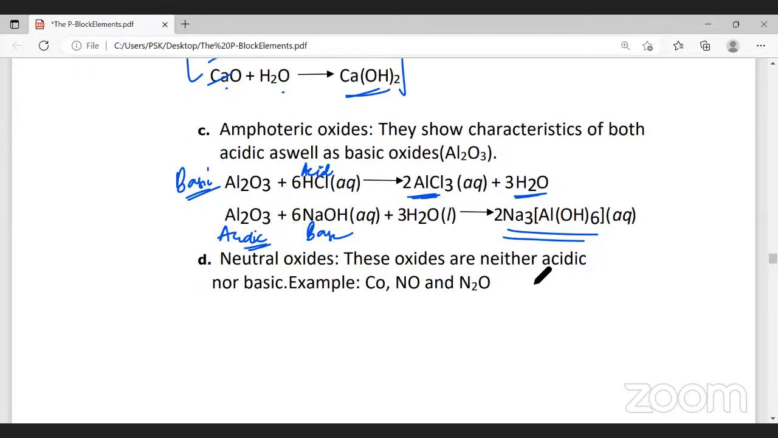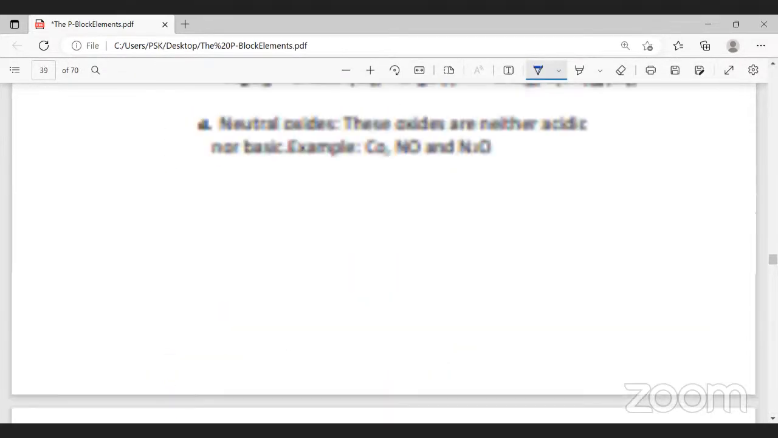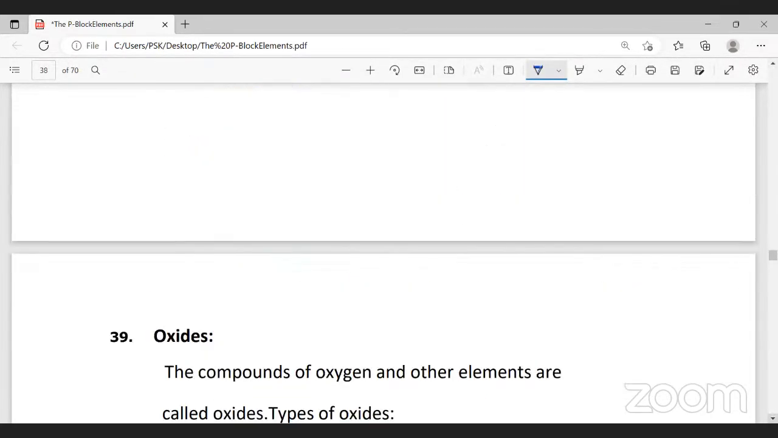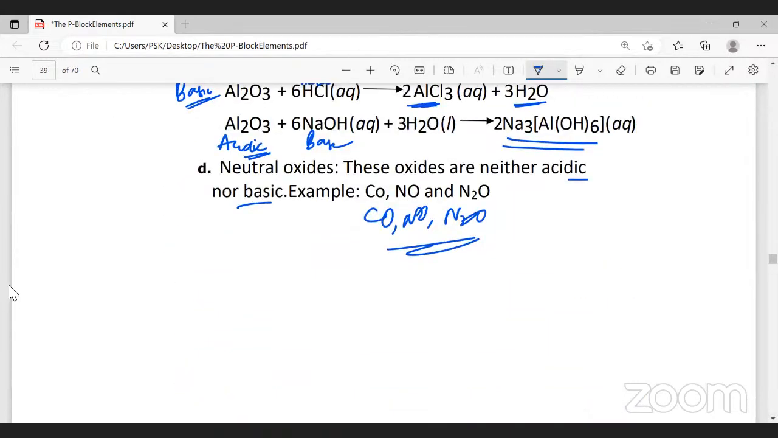Now, neutral oxides. These are oxides which are neither acidic nor basic, like carbon monoxide, nitric oxide, nitrous oxide. These are all neutral in nature. They don't behave like an acid, or like a base. Therefore, they are called neutral oxides.